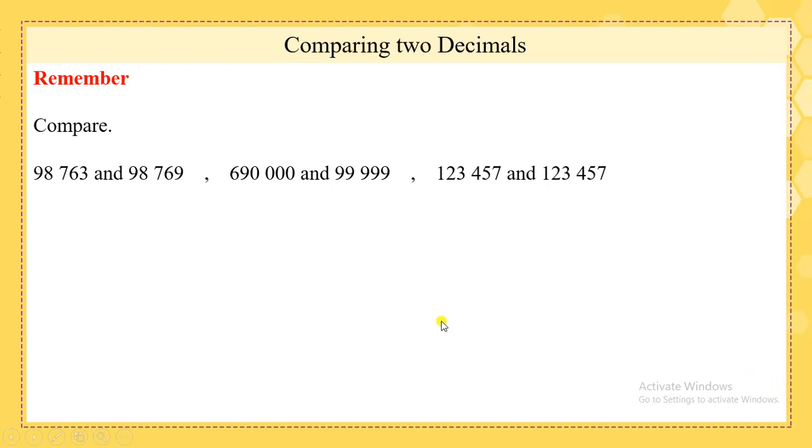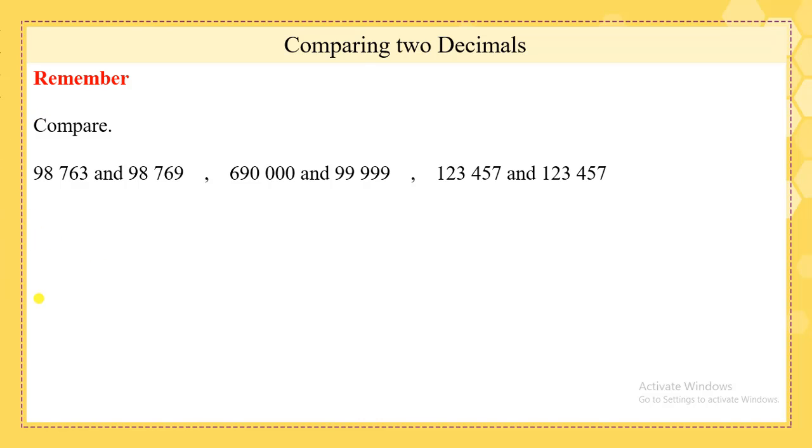Comparing two decimals. We are going to remember how we used to compare natural numbers. We used to compare natural numbers by first counting the digits of each number. If one of them had more digits than the other, then we say directly that it is greater than the second number. If they have the same number of digits, we used to compare each digit.